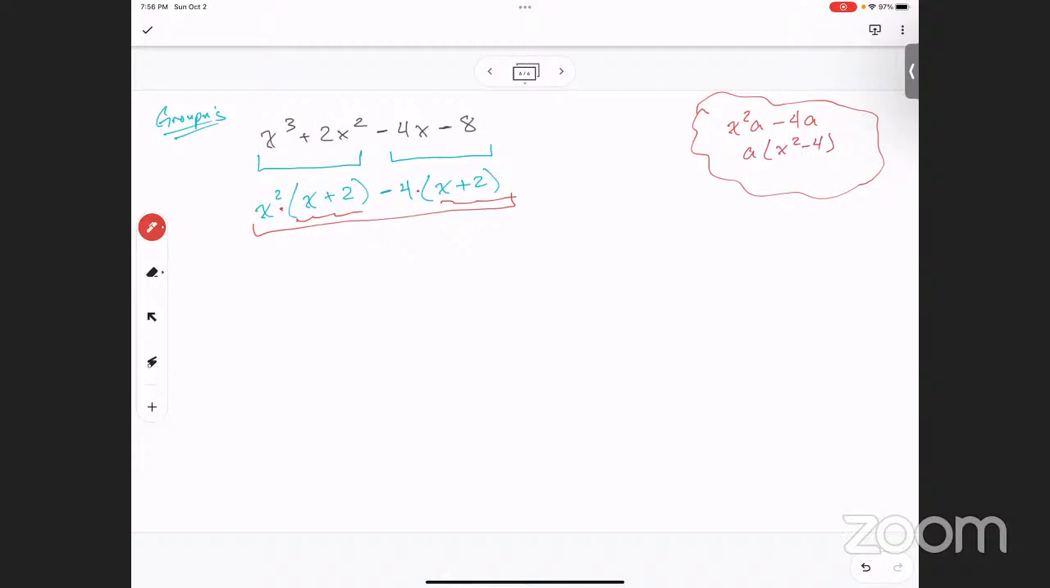Right? And then you can do more to this, right? Because what's x squared minus 4? X minus 2, x plus 2. Perfect. Good job. So that's exactly what we're going to do right here.